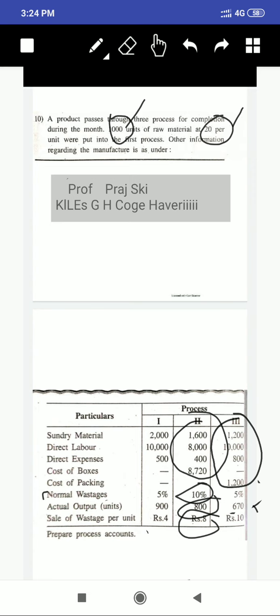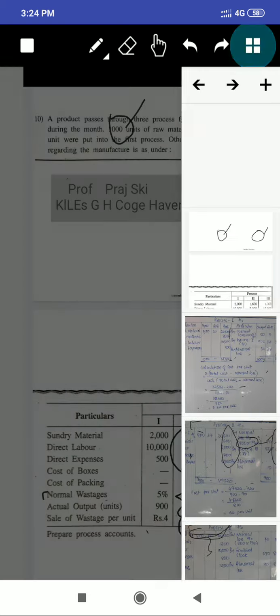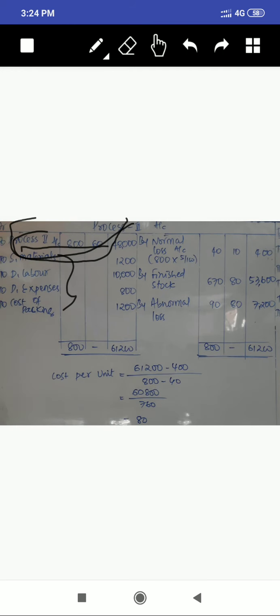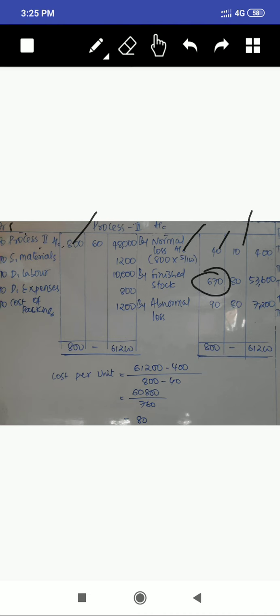All these 4 items are debited, and 5% is the normal loss, and normal loss is to be computed at how much? 10 rupee per unit. And what was the output? 670. You see, in the third process, 5% is the normal loss, right? Normal loss is computed on what base? Input base. Input is 800 here. 800 input, 5% means 40, and the rate is given as 10 rupee in the problem. 400 rupee comes. Then this was the output, 670.